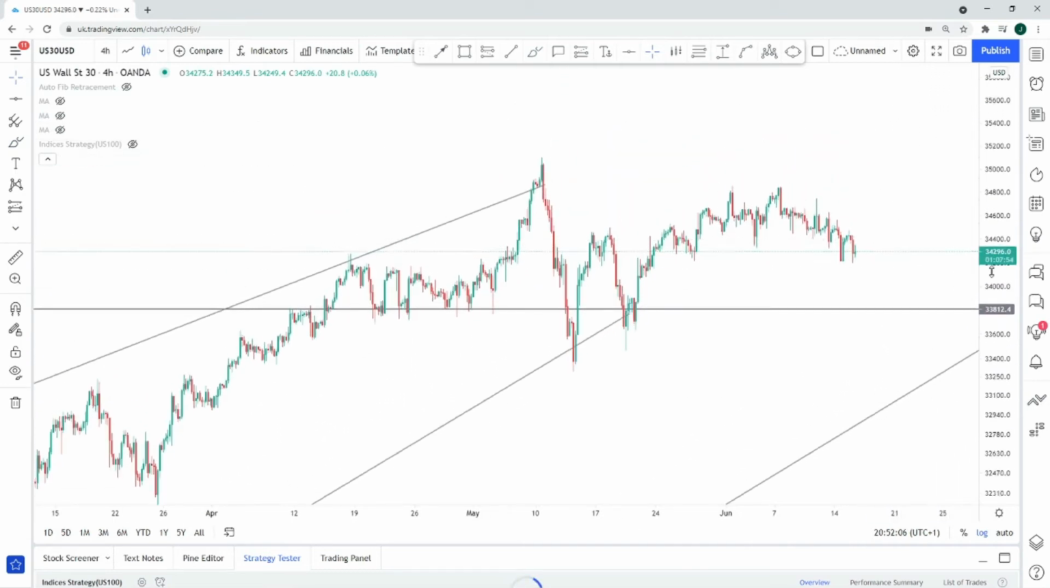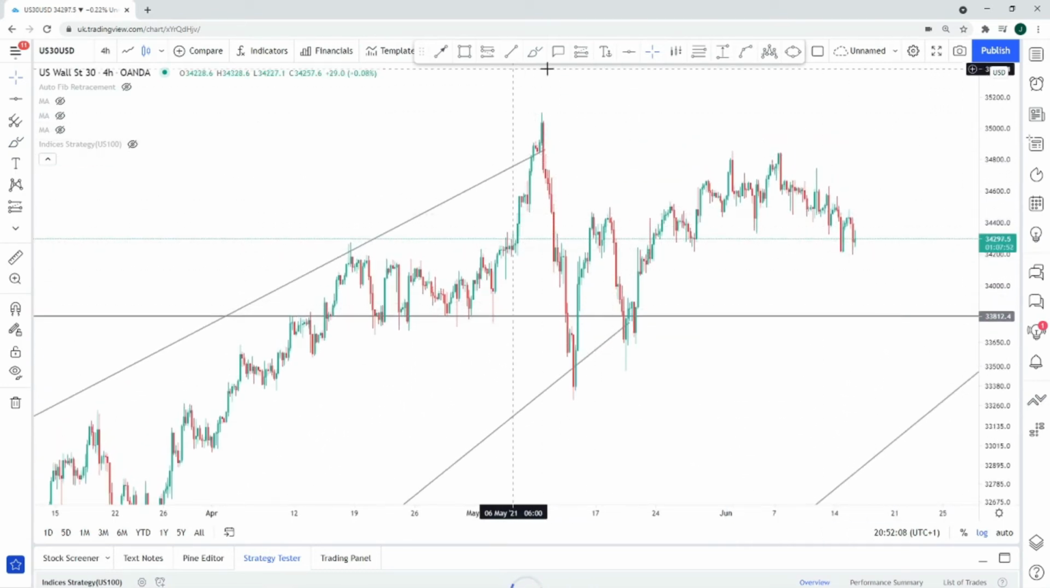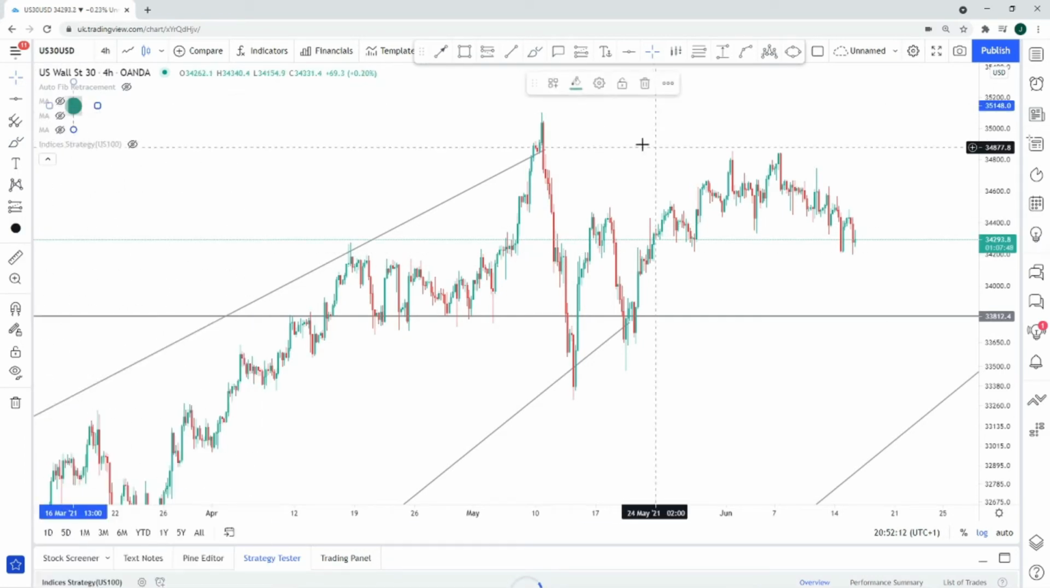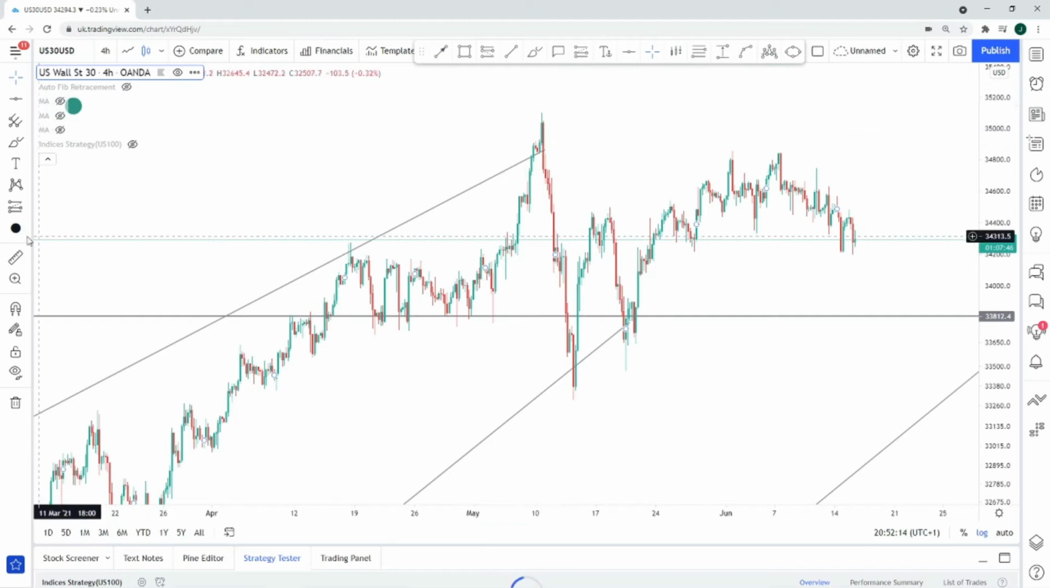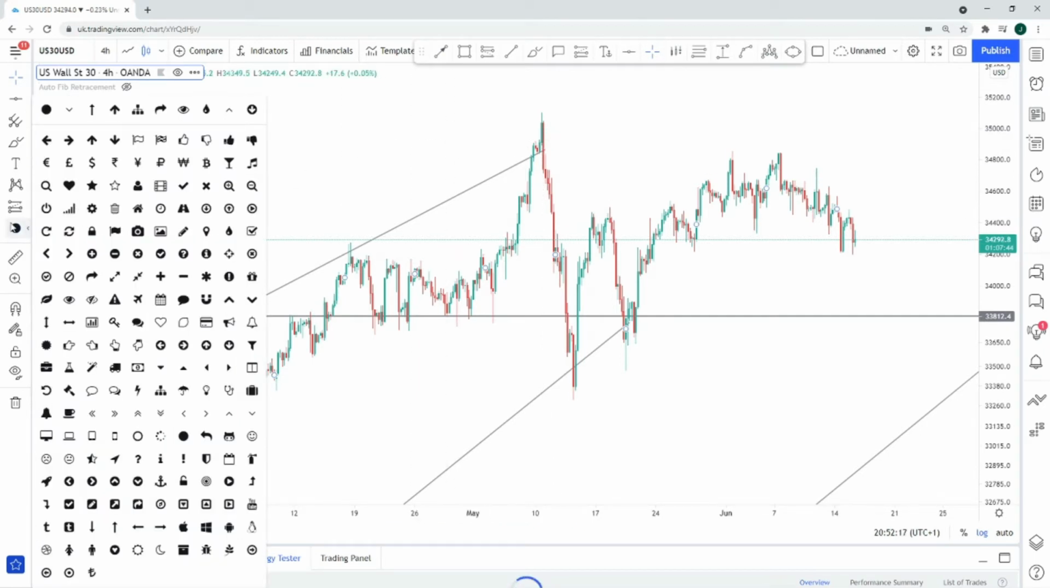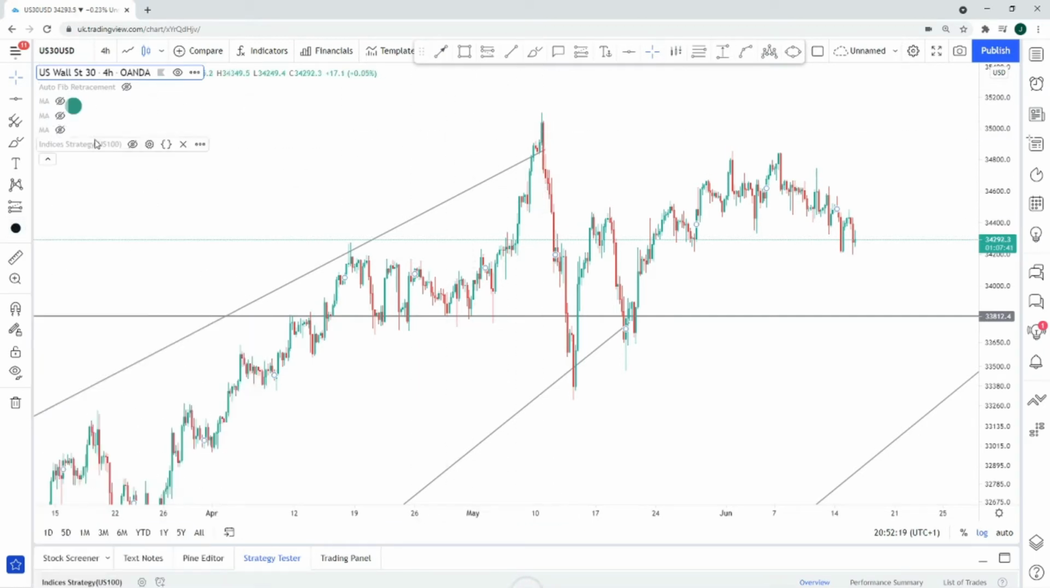As you can see, we have a sideways market here. So price failed to break this new high here. That's our all-time high. You can see price went up and failed to break. So what we actually have here is a double top formation, as you can see.